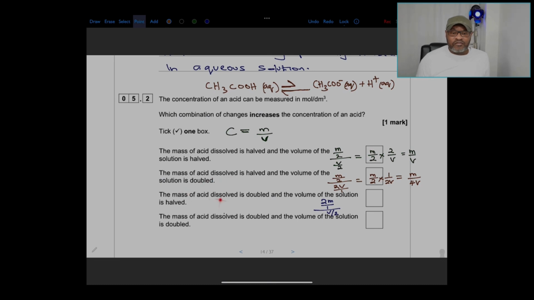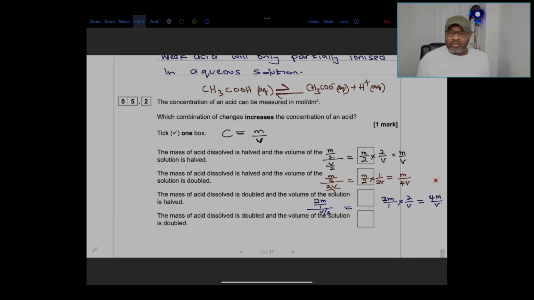The mass of the acid dissolved is doubled. So that's 2m over 1. And the volume of the solution is half. So that'd be v over 2. Okay. Again, we do the fraction division here. So we're going to do 2m over 1 times 2 over v. We can have that equal to, so that would be 4m over v. So this is 4 times that one. So that's an increase. So it means that would be the answer.